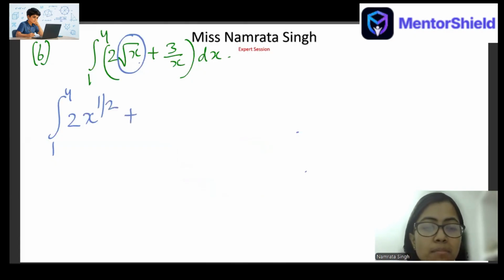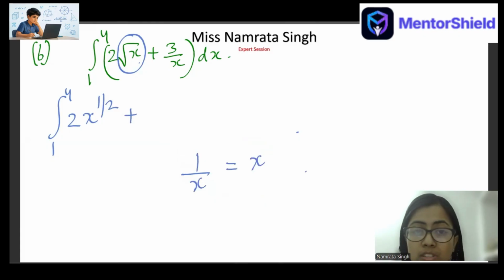x raised to 1 by 2 plus 3 divided by x. Now, remember that 1 by x is nothing but x raised to minus 1. Okay, so whenever you want to take the denominator to the numerator, you will just put the negative power of the denominator.